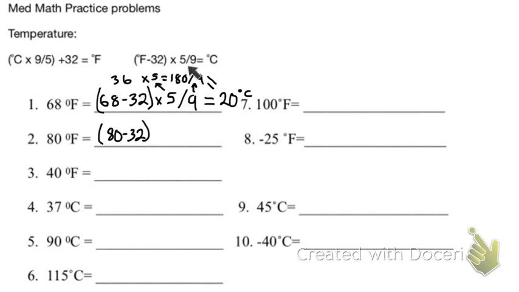I'll plug it into this same equation, Fahrenheit to Celsius. So I'll start with 80 minus 32 times 5 divided by 9. 80 minus 32 is 48. 48 times 5 is 240, divided by 9 is 26.6 repeating degrees Celsius.